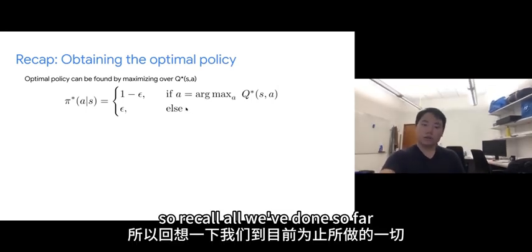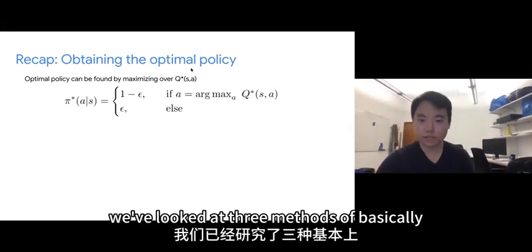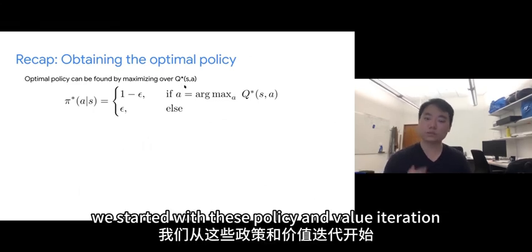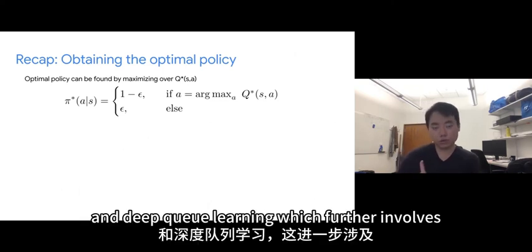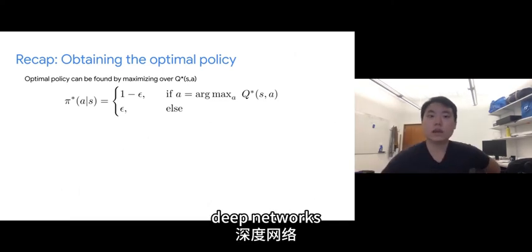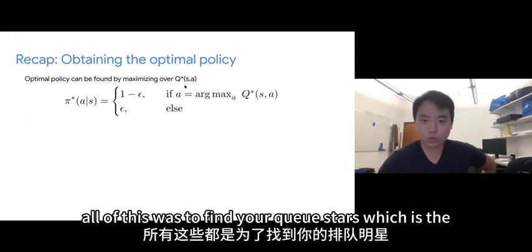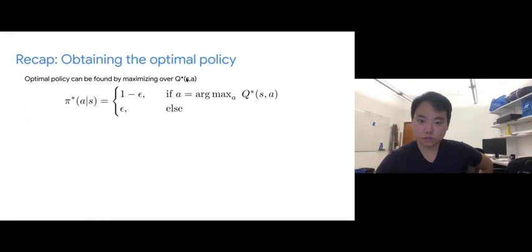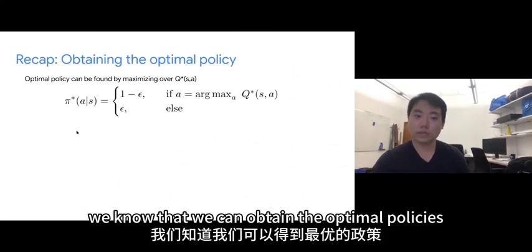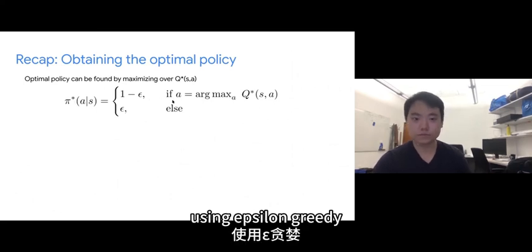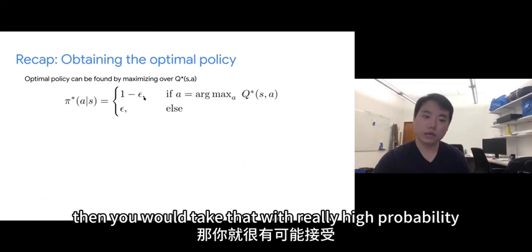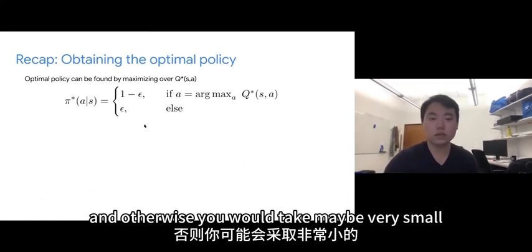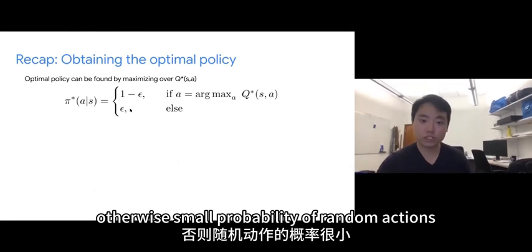So recall, all we've done so far, we've looked at three methods of basically estimating our Q stars, right? We started with policy and value iteration to solve them exactly. We've looked at Q learning to solve them approximately, and deep Q learning, which further involves deep networks. All of this was to find your Q stars, which is the action value function for a particular state and action. So if we have these Q stars, we know that we can obtain the optimal policies using epsilon greedy. So if the action satisfies the argmax over all actions, then you would take that with really high probability, and otherwise you would take maybe very small probability of random actions.